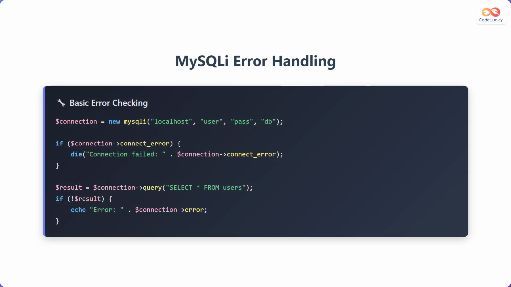Now let's examine error handling with MySQLi. First, create a new MySQLi object with the database connection details: server address, username, password, and database name. Then check for connection errors. If there is a connection error, use die to terminate the script and output the error message. Next, execute a query. If the query fails, output an error message containing the specific error from the connection.